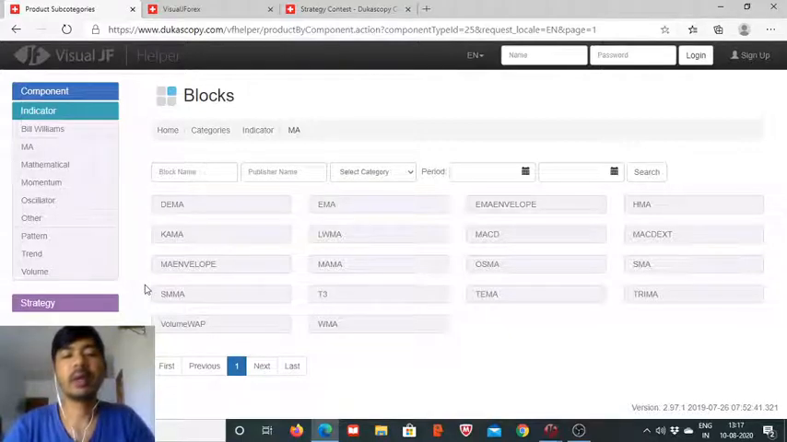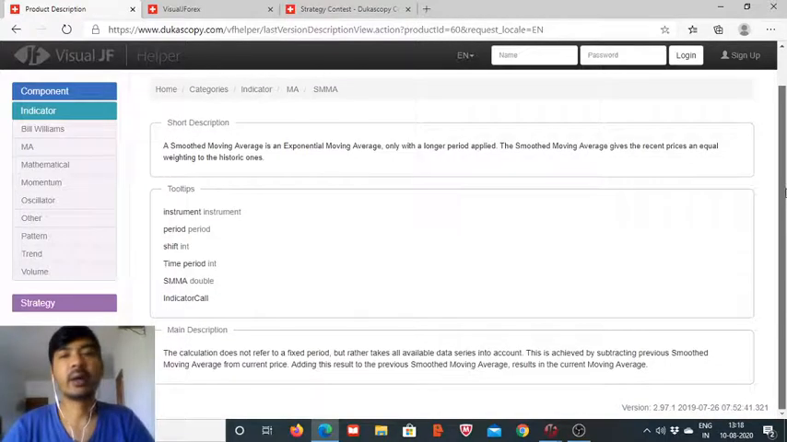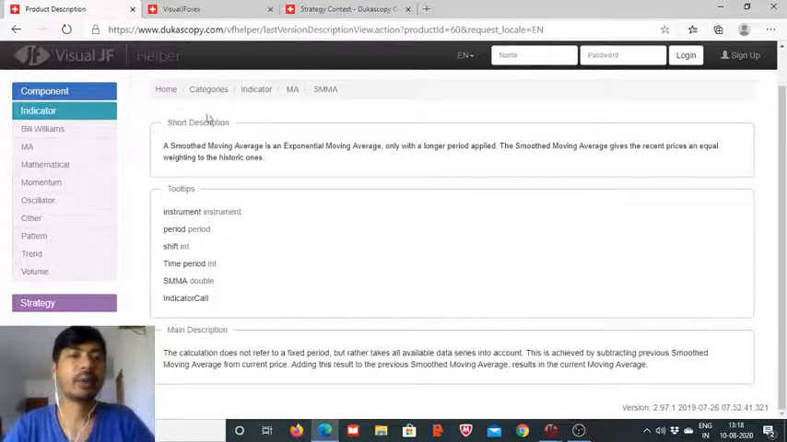So here basically we try to rely on this SMMA for the trend determination purpose, and to that extent it's fairly useful, and you can say it's efficient as well. You can make it out from this short description. This is an average which is drawn on the basis of exponential moving average, only that a longer time period is applied here, and the smooth moving average gives the recent price an equal weightage to the historic one. That is one crucial difference between the SMMA and the EMA.